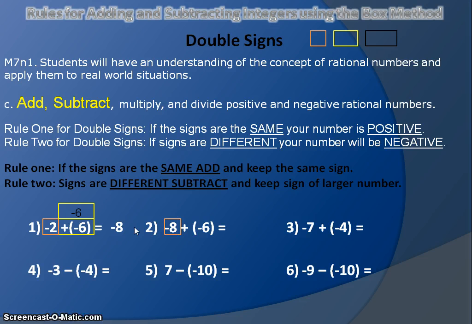Same process on the second one. Box up your first term. Box up your second. Replace again, our second term has a plus a negative, so we replace that with our -6. Box it up. Now we have two negatives again. Same signs, add, keep the same sign, so we end up with a -14.